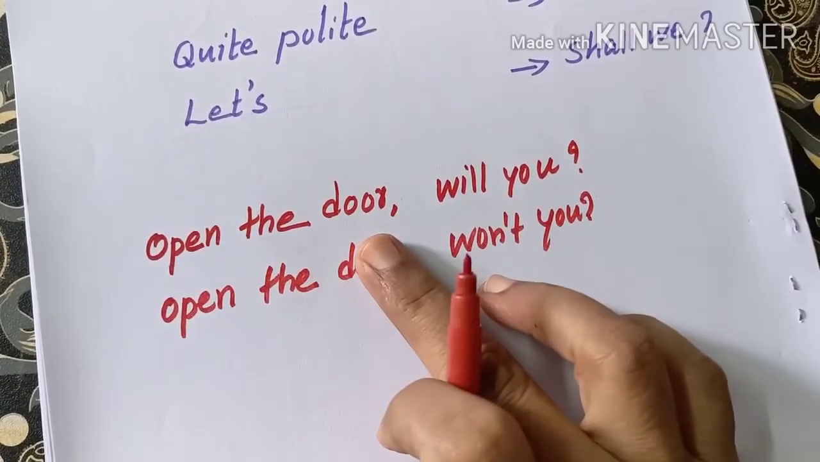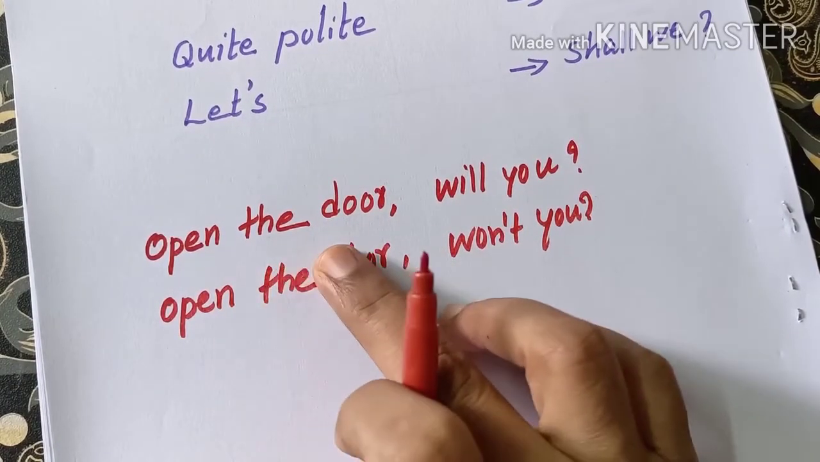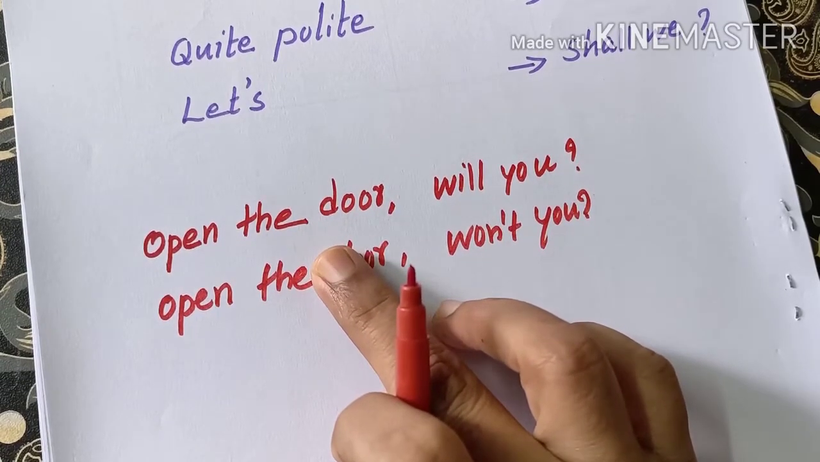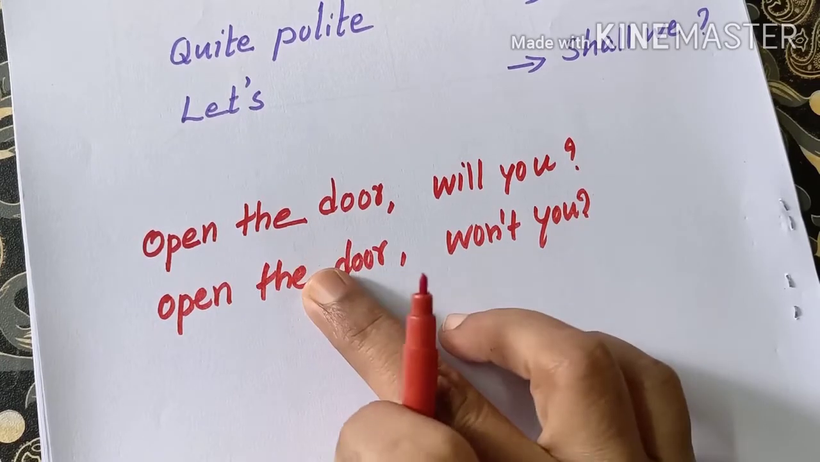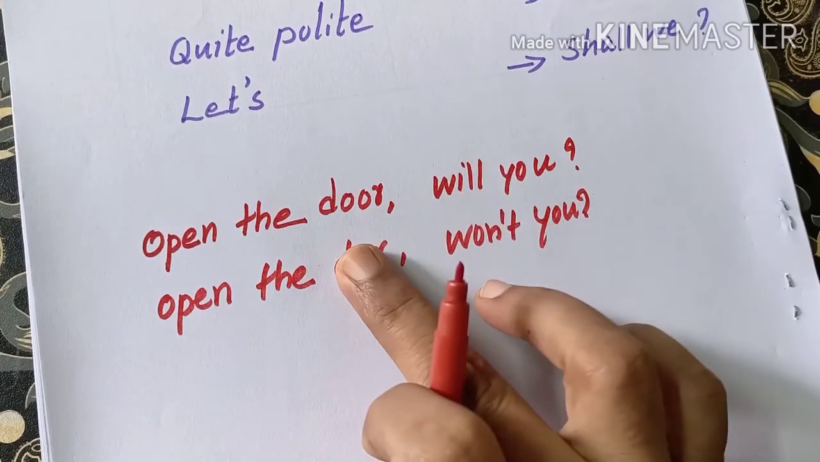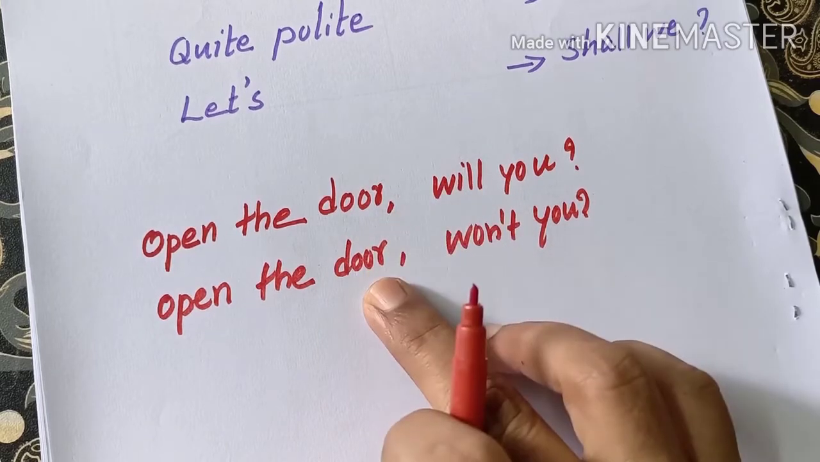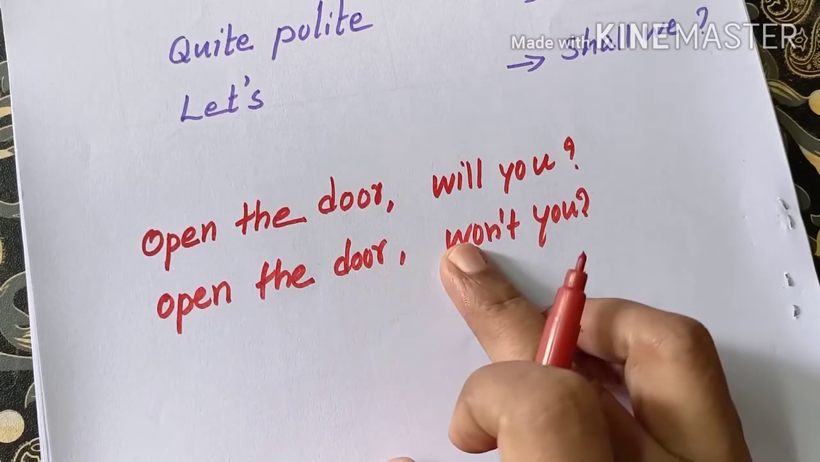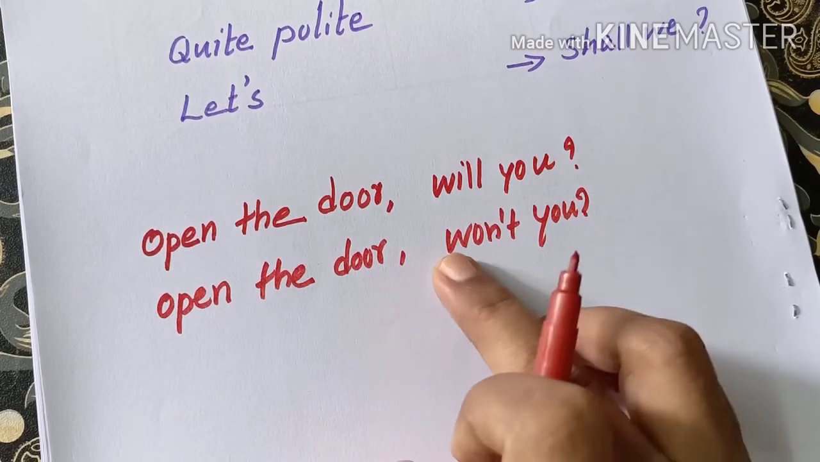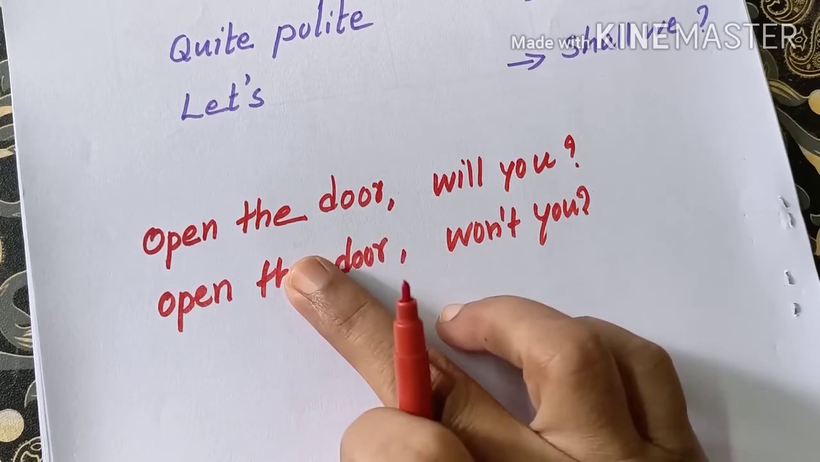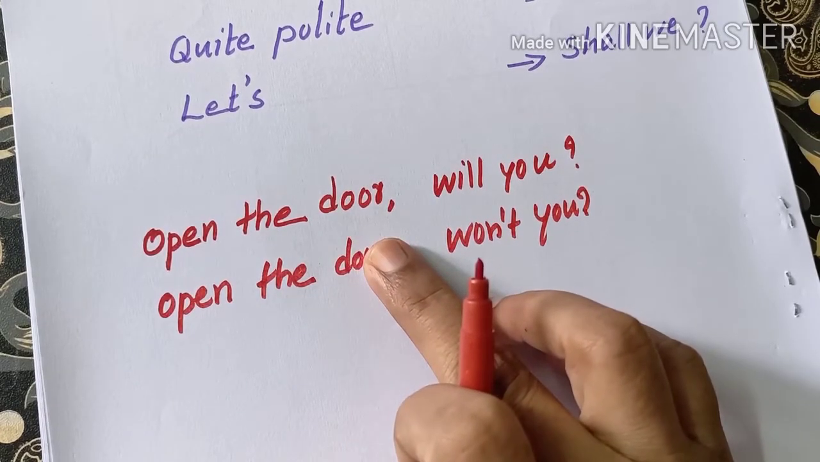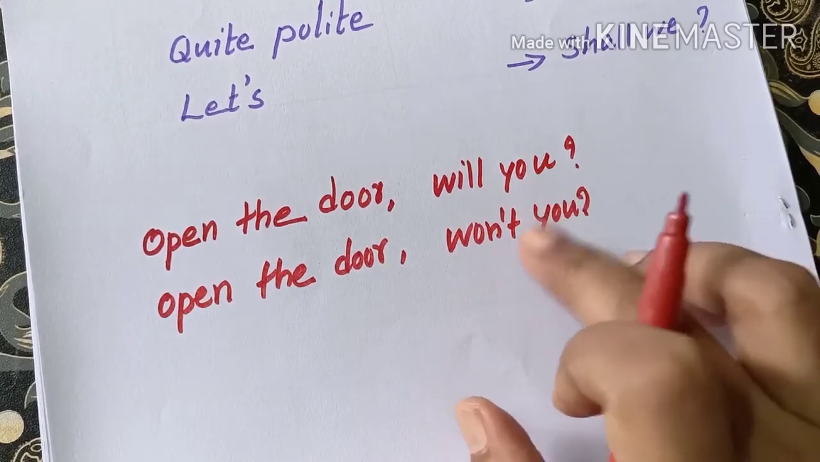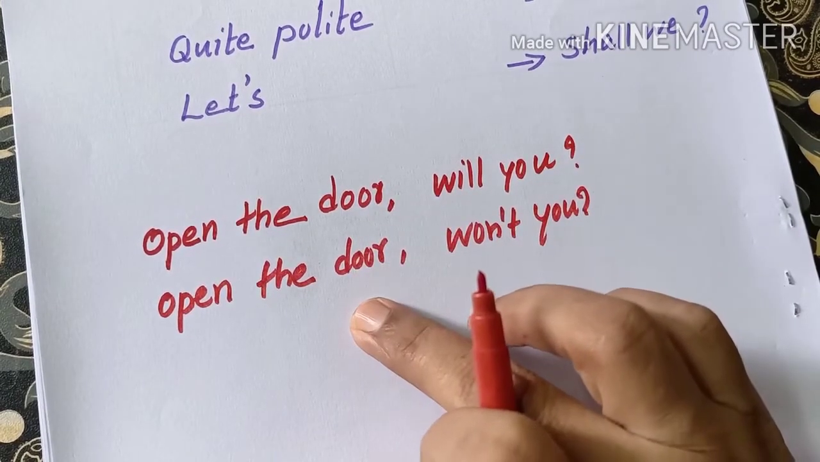Here, for "open the door", this is a positive sentence, right? Already in declarative sentences, I told you that for positive sentences you should write the negative tag, and for negative sentences you should use the positive tag. But when it comes to imperative sentences, according to the mood of talking, we change the tags. So see here, open the door. We can use both will you and won't you. These two cases are correct for positive imperative sentences.